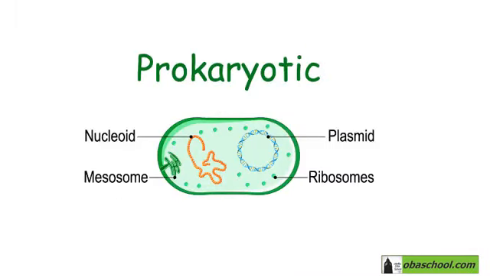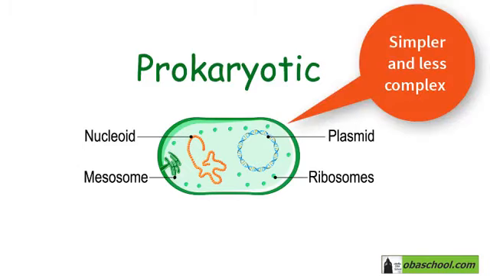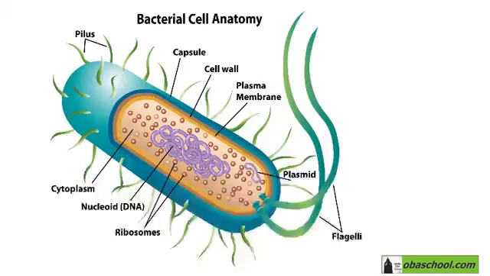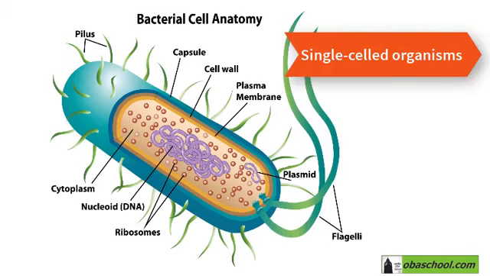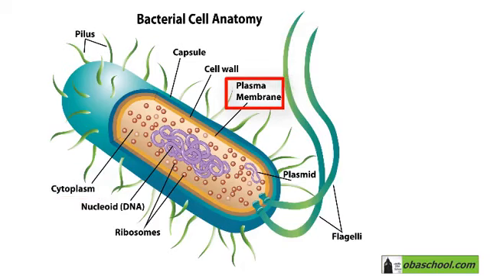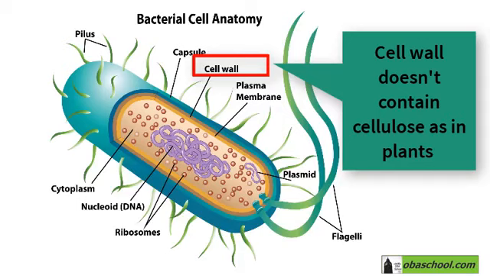On the other hand, prokaryotes are simpler and less complex cells, as you can see. An important example of prokaryotes is the bacteria. Bacteria are single-celled living organisms. They have cytoplasm and a cell membrane surrounded by a cell wall, but the cell wall does not contain the cellulose as you see in plants.